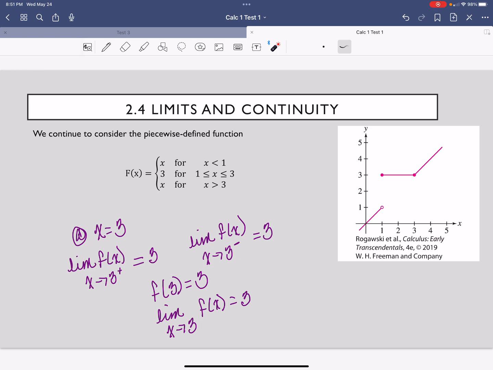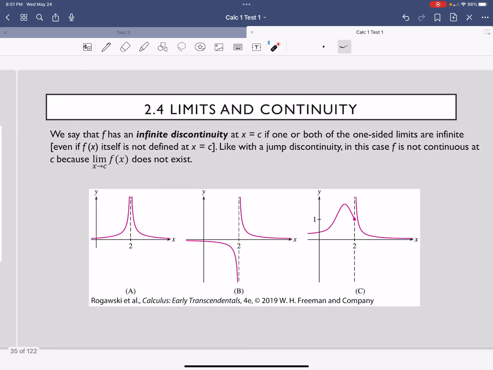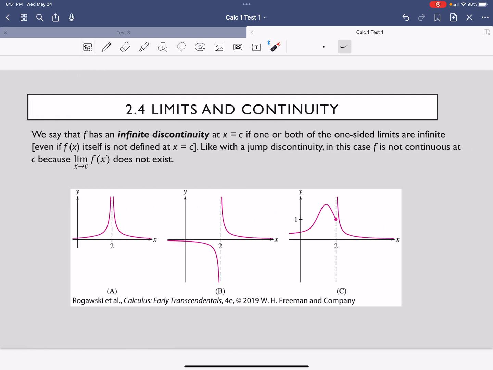Okay, so let's start talking about infinite discontinuity. Let's go to the next screen. We're going to talk about this. We say that f has an infinite discontinuity at x equals c if one or both of the one-sided limits are infinite, even if f of x itself is not defined at x equals c.